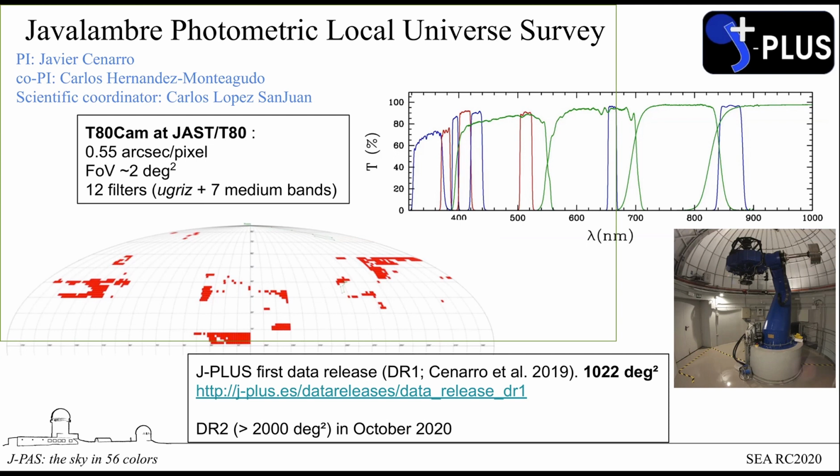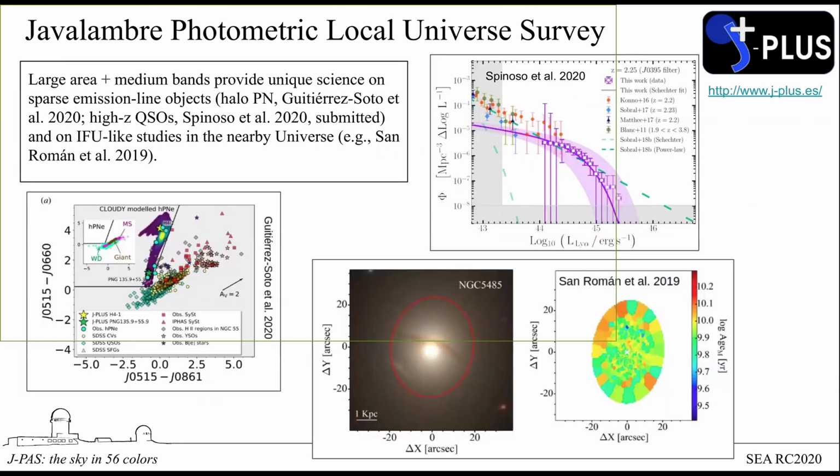In the next slide, you can see some of the highlights of studies JPAS has already done. The large area that we cover and the custom medium bands, some of them unique, provide very nice science with sparse emission line objects. For example, looking for halo planetary nebulae that are very sparse, or very strange energetic Lyman alpha emitters at a redshift higher than 2. And also, because of the field of view, we can perform IFU-like studies in the nearby universe, like the study of San Roman et al. 2019. So this is basically the summary, just for you to know. You can go to the webpage and learn more about JPAS.